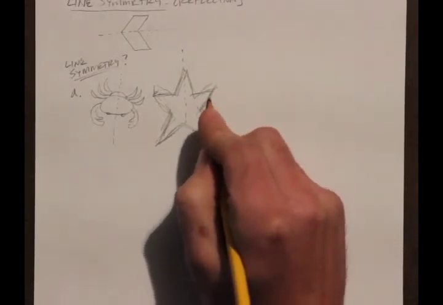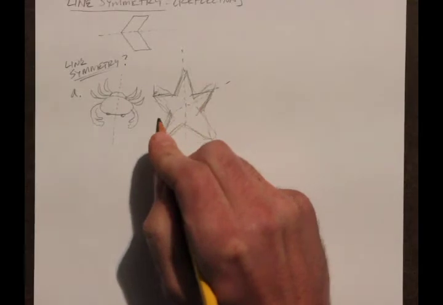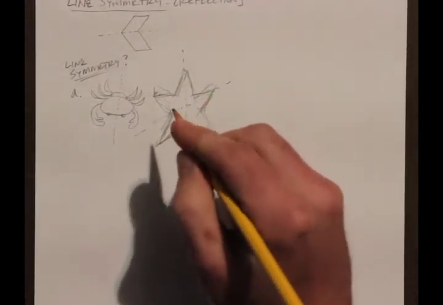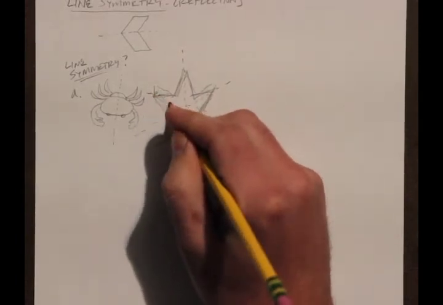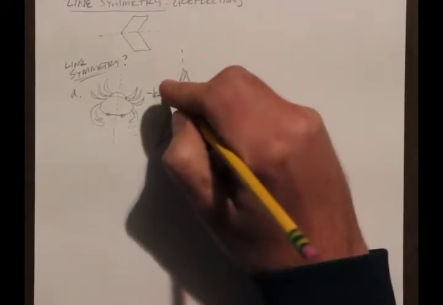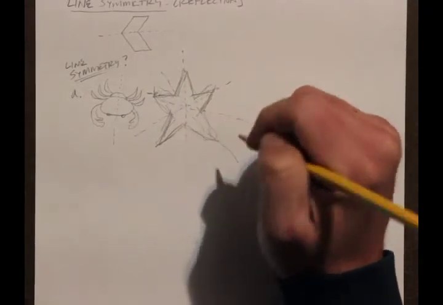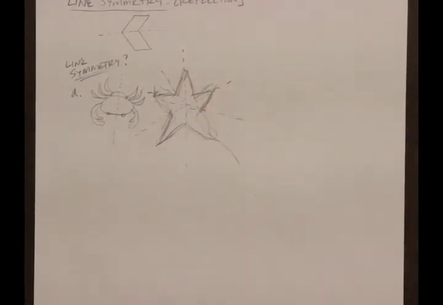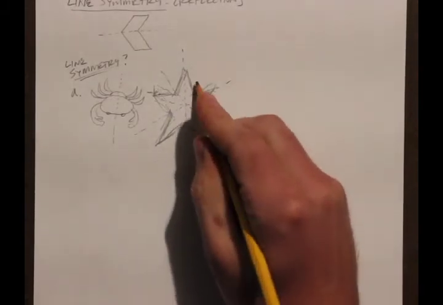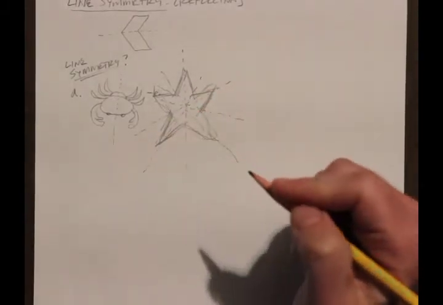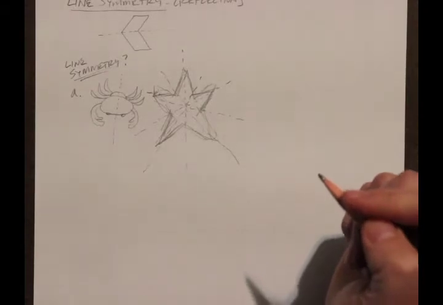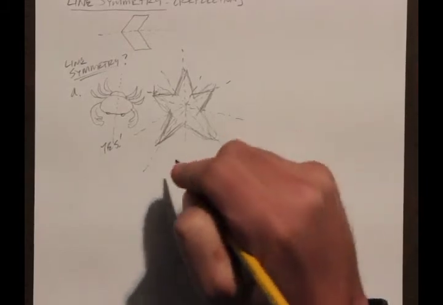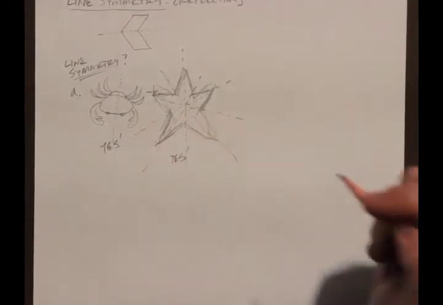Also, if I were to draw this better, and I draw a line right there, this side would be a reflection of this side. Same with this one, from here to here, and this one from here to here. So this has 1, 2, 3, 4, 5 lines of symmetry. Oh, did I miss one? Here we go. So yes, this crab has line symmetry. Yes, this starfish has line symmetry.